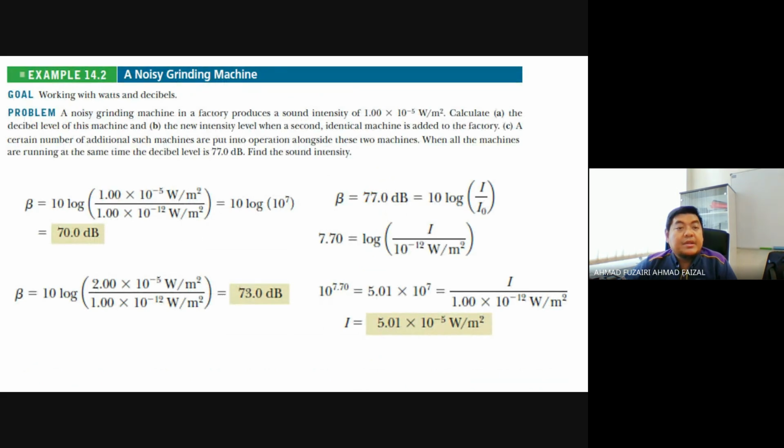Okay, let's look into the examples. A noisy grinding machine in a factory produces a sound intensity. Look at the value, sound intensity. So this is your I, intensity. Calculate the decibel level. That means the question will ask you to find the intensity level of this machine. So we use beta equals 10 log I over I naught. So you put the I, and then you will find the intensity level is equivalent to 70 decibel.